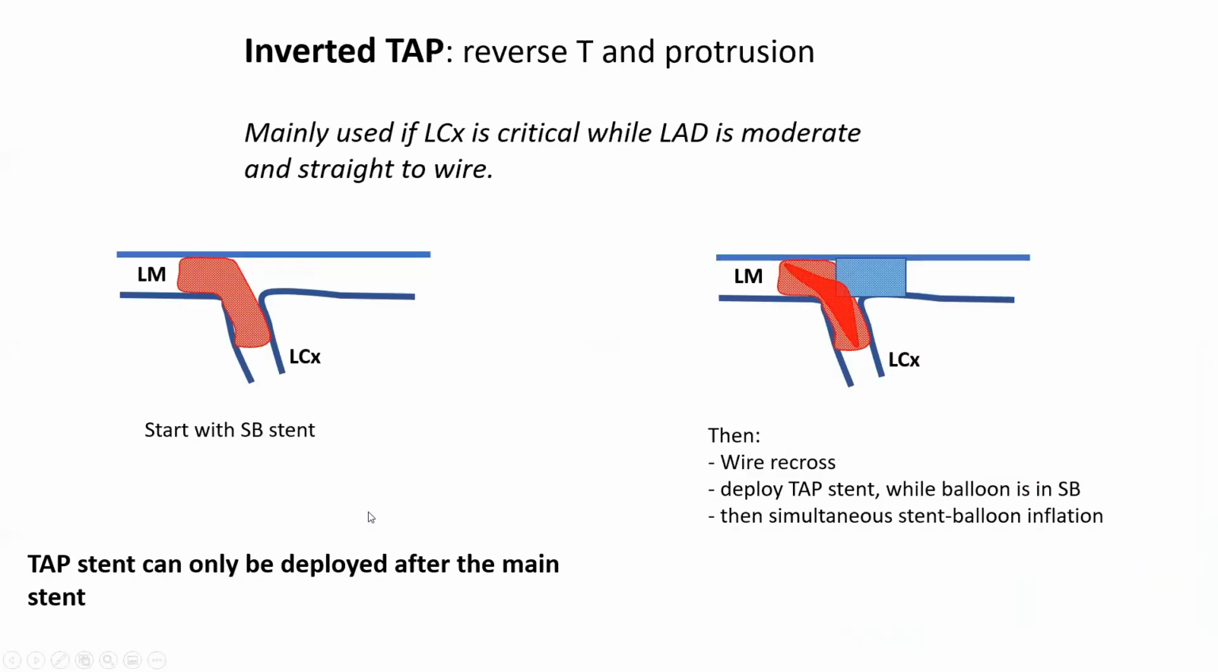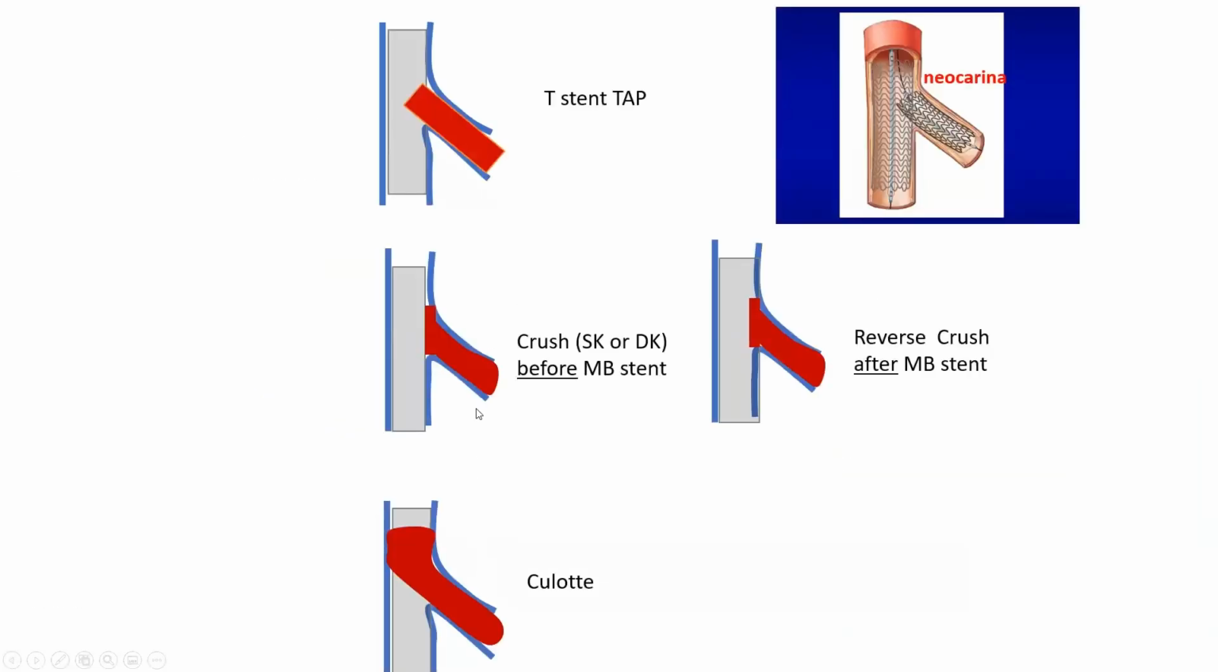Whereas with those techniques, the crush and the culotte, to do your balloon inflations, you have to rewire through 2 to 3 stent layers, and you have to rewire twice. So that's why you rewire once for one stent layer in the TAP technique. Review my talk about bifurcation stenting to get more details about the steps for the crush and the culotte.